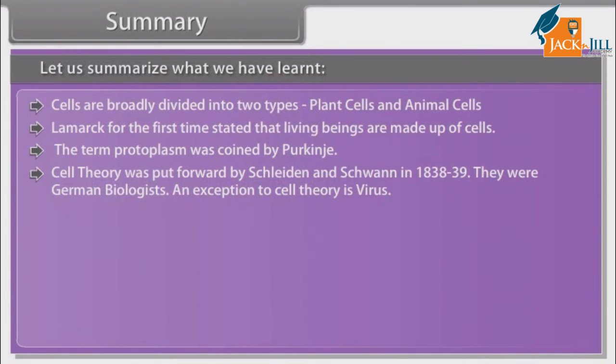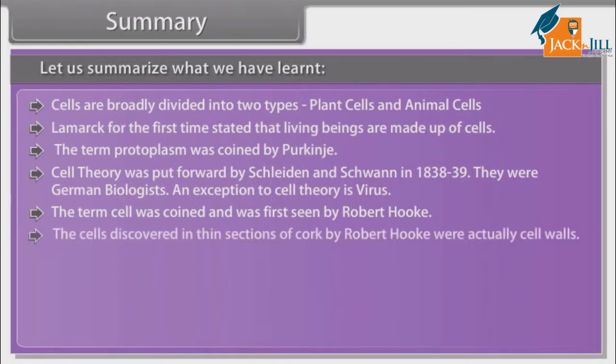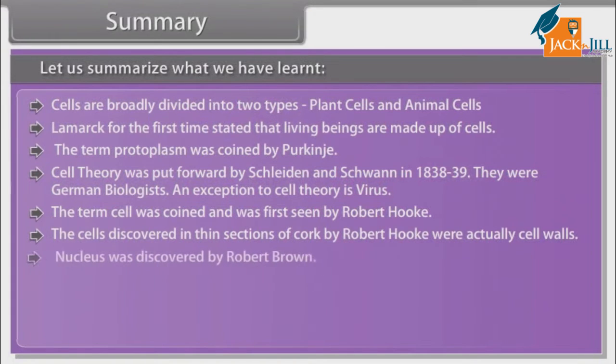They were German biologists. An exception to cell theory is virus. The term cell was coined and was first seen by Robert Hooke. The cells discovered in thin sections of cork by Robert Hooke were actually cell walls. Nucleus was discovered by Robert Brown.